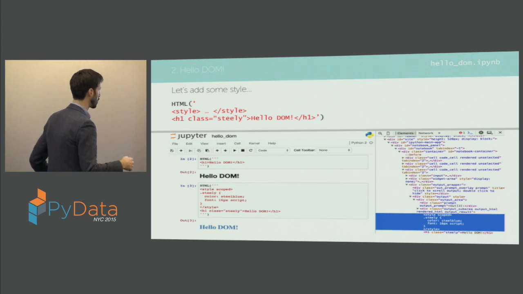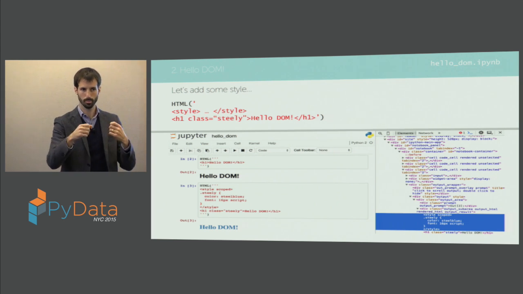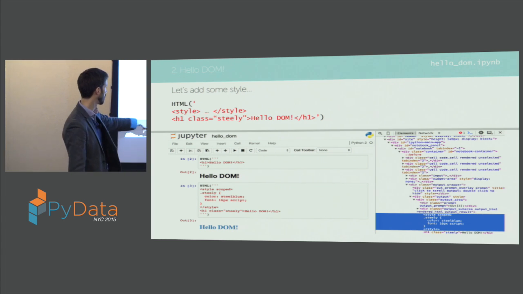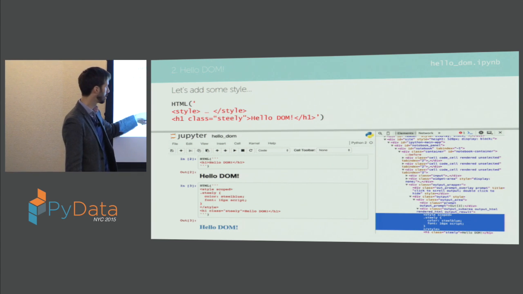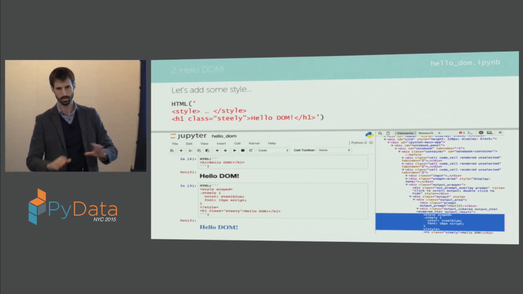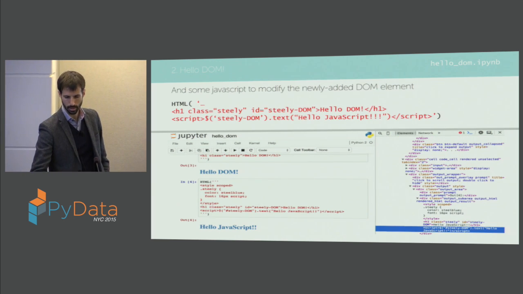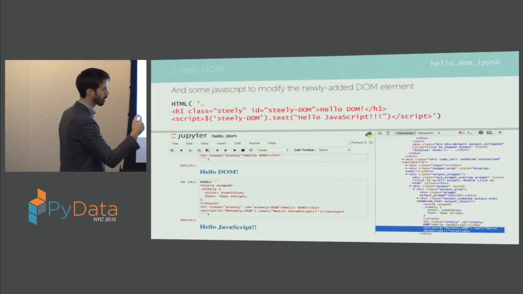A nice thing you can add too is style tags. So you can start by manipulating the same DOM element. We added a class to it. That class references a style. And the style in this case is just giving the color of that DOM element. And lastly, you can add scripts that will modify this over time.